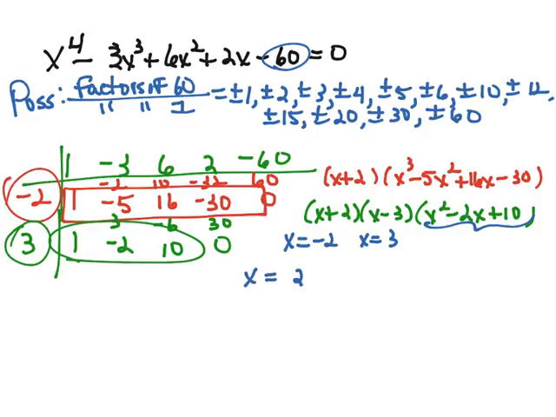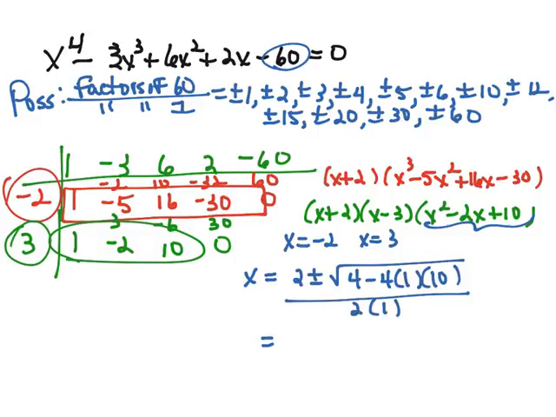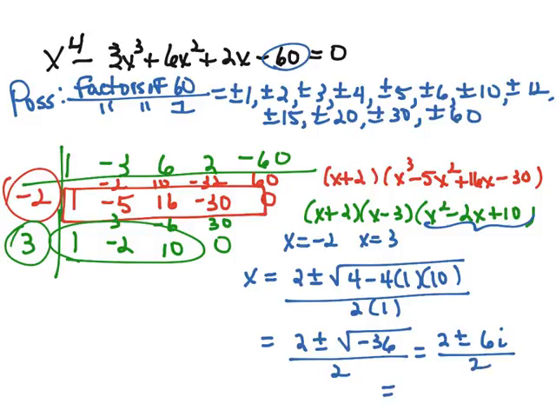X equals negative b plus or minus the square root of b squared minus 4 times a times c, divided by 2 times a. So that's going to give us 2 plus or minus the square root of 4 minus 40, which is negative 36, divided by 2. So that's 2 plus or minus the square root of negative 36 would be 6i. The square root of a negative number is the imaginary unit i, divided by 2. So our final answer, 2 divided by 2 is 1, plus or minus 6i divided by 2 is 3i.